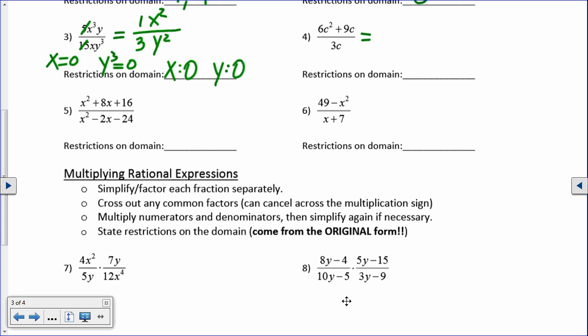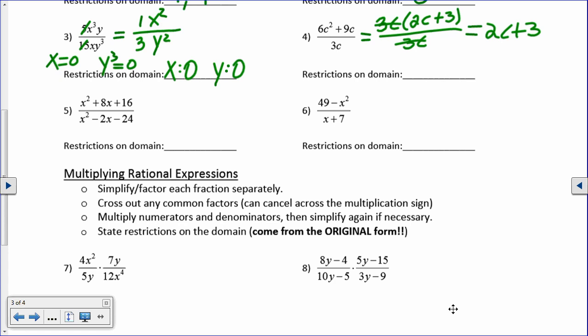GCF of what? 3C. So now I would have 2C plus 3 left over. And then because the denominator is a monomial, I can't really do anything to factor it. But I can cancel them out. So then what am I left with? You don't have to write the over 1 if you don't want to. But you'll just be left with 2C plus 3.